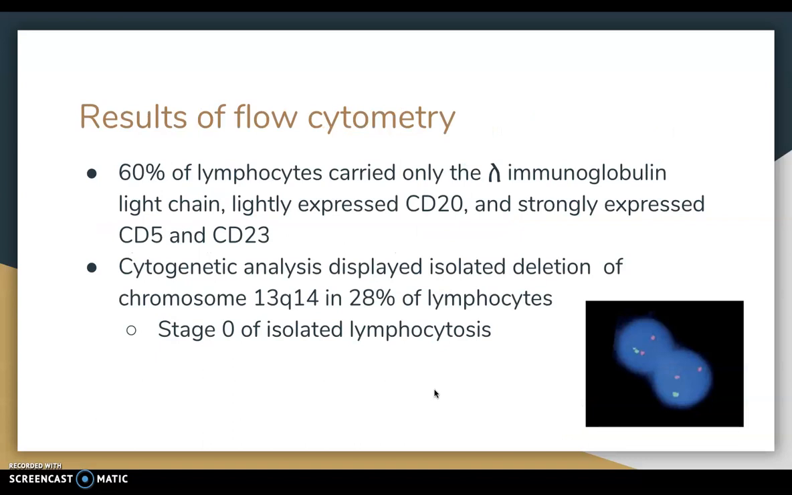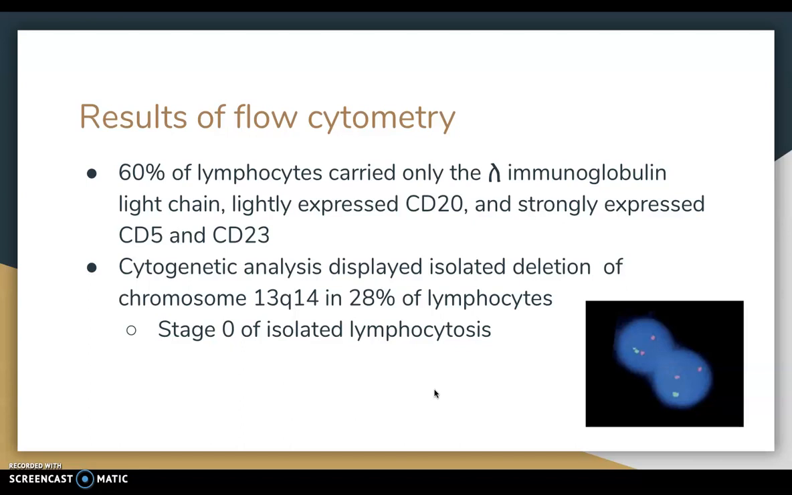So the results of Pat's flow cytometry were that 60% of the lymphocytes carried only the lambda immunoglobulin light chain, and it lightly expressed CD20 and strongly expressed CD5 and CD23. And this confirmed a CLL diagnosis.